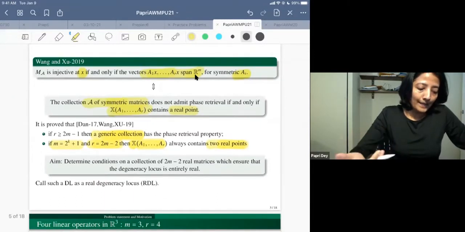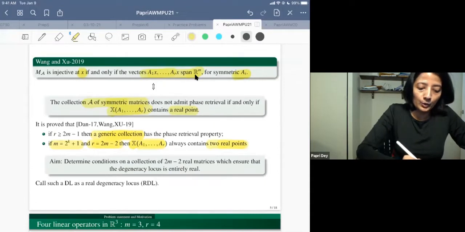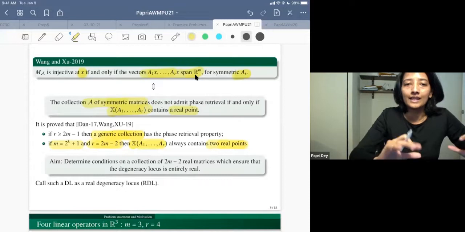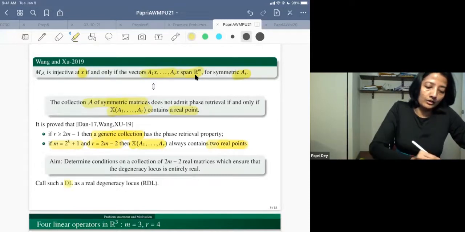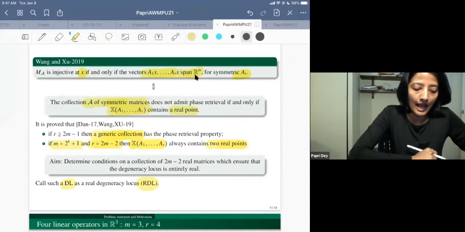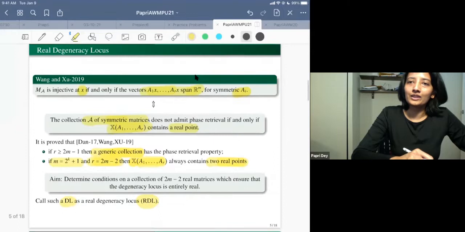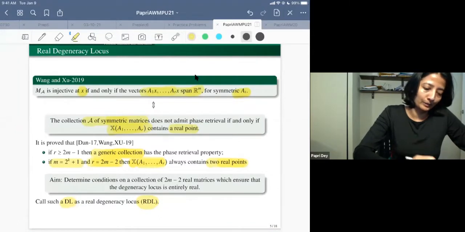So our aim is to determine conditions on a collection of 2m minus 2 real matrices which ensure that the degeneracy locus is entirely real. And that degeneracy locus we call the real degeneracy locus, abbreviated as RDL. And at this point, I hope that I could convince you of the importance of looking at this problem.